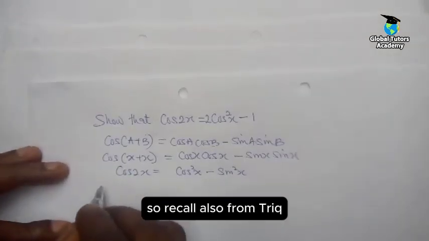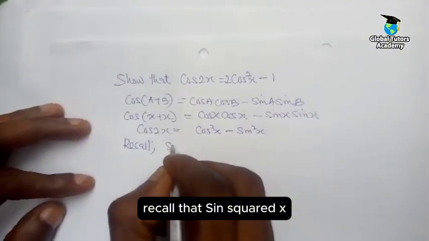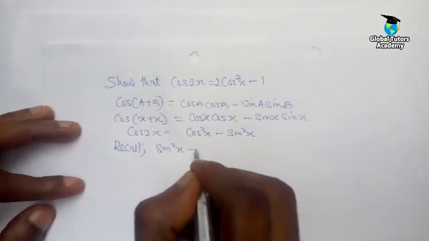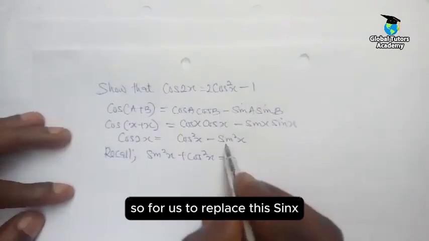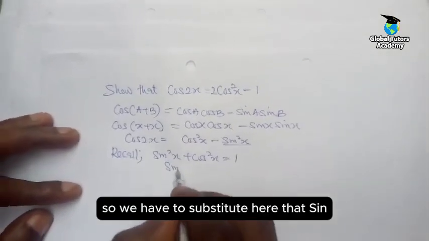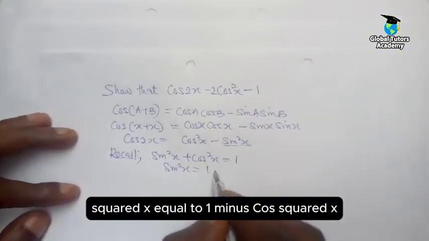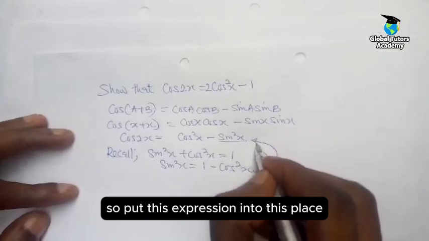So recall also from trig, recall that sin squared x plus cos squared x equals 1. So for us now to replace this sin squared x, we have to substitute here, that is sin squared x equals 1 minus cos squared x. So put this expression into this place.